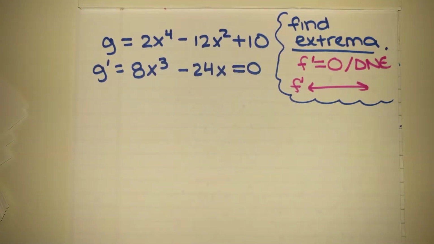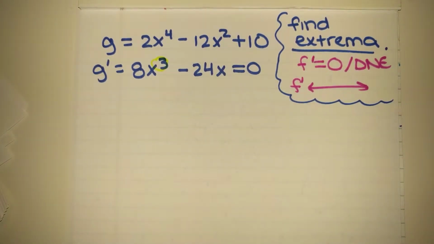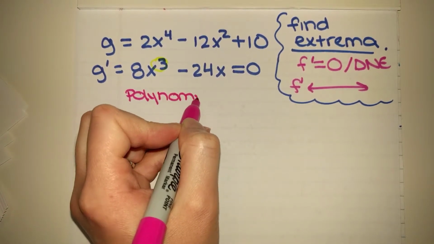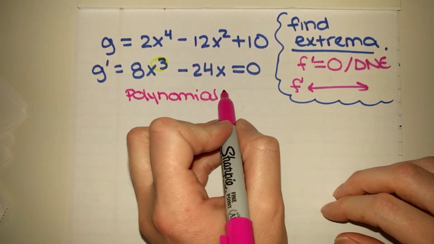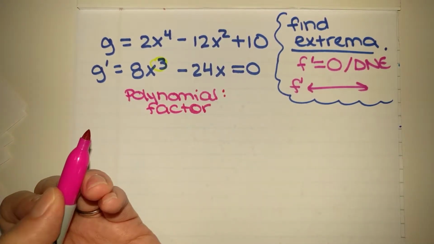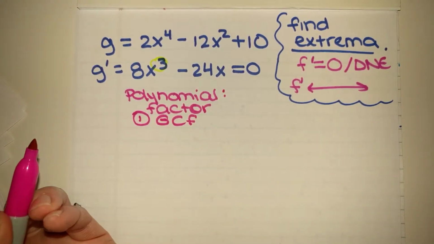And the first thing that I would notice is that you have a cubic polynomial. So the important thing to notice is that it is a polynomial. And when you have a polynomial that is degree 2 or higher, one method that we usually use is we try to factor. So when we factor, the first question we need to ask ourselves is, is there a GCF?